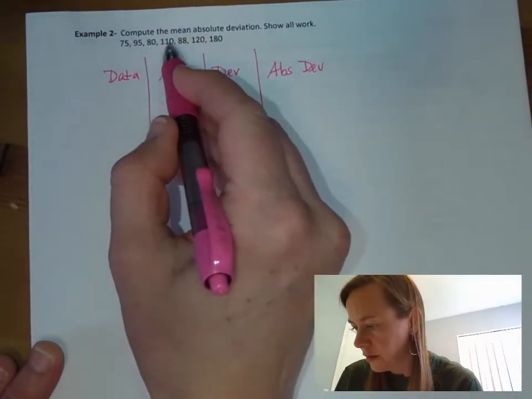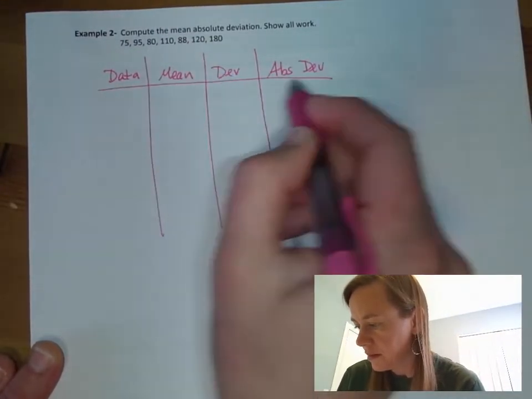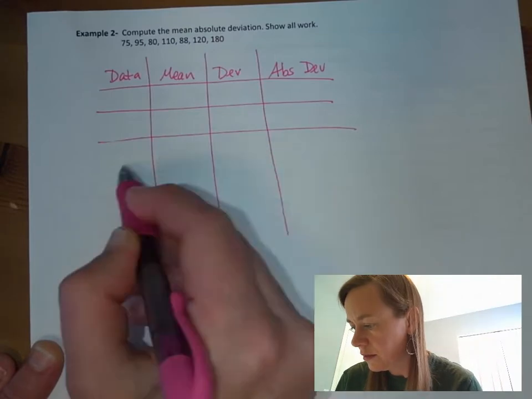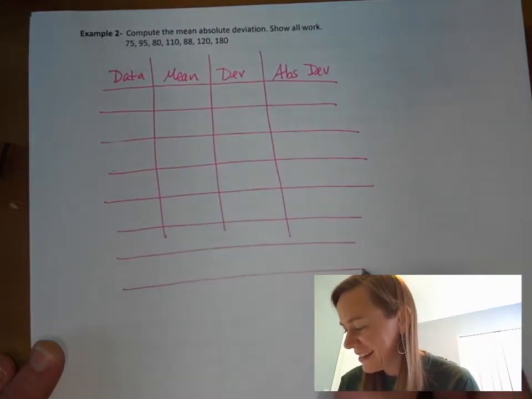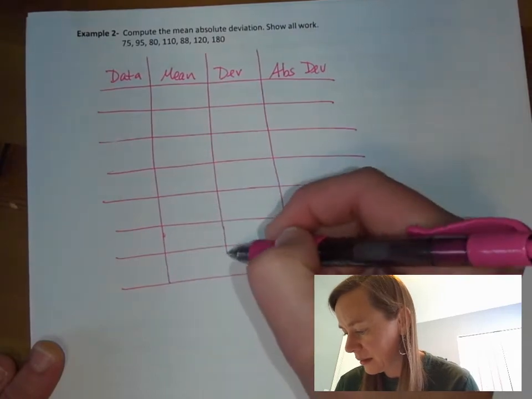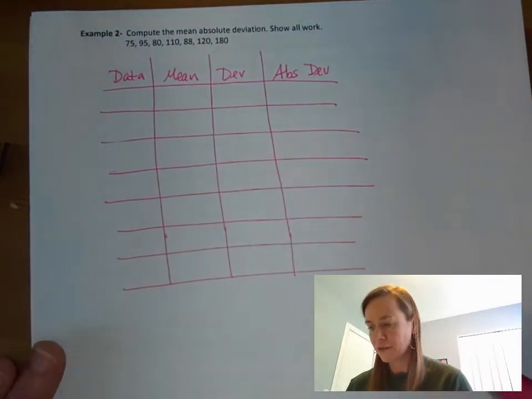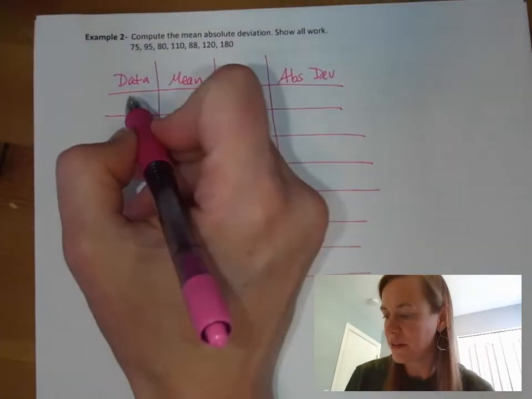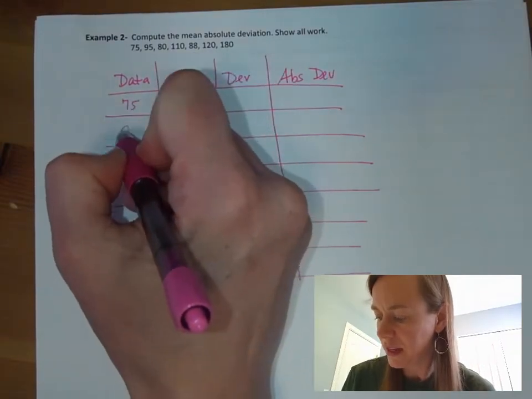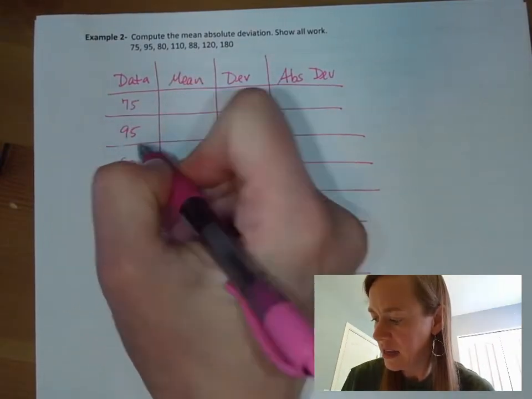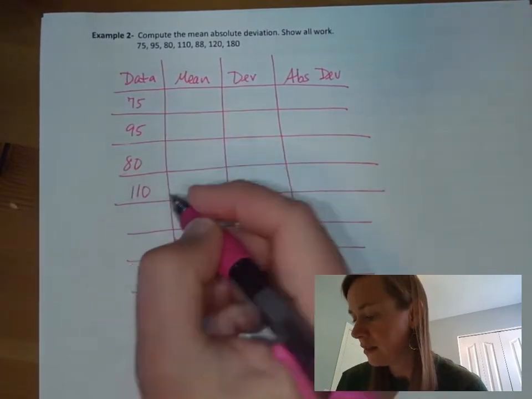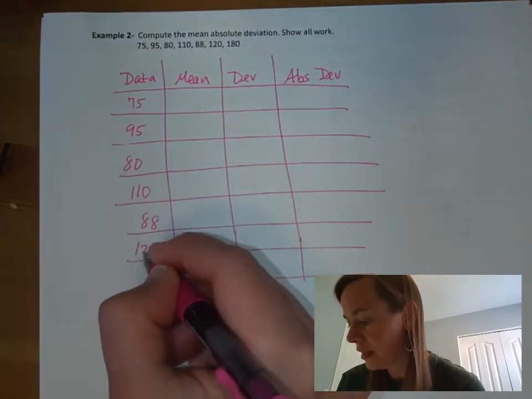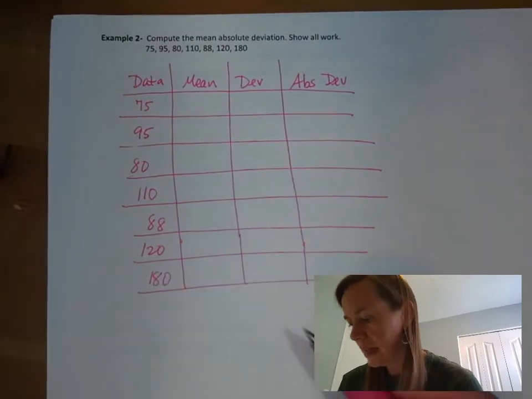And 1, 2, 3, 4, 5, 6, 7. Looks like I need to extend my lines a little bit. Okay, so let's get our data put in the graph. We've got 75, 95, 80, and again, you don't have to put these in order, which is super nice. 110, 88, 120, and 180.